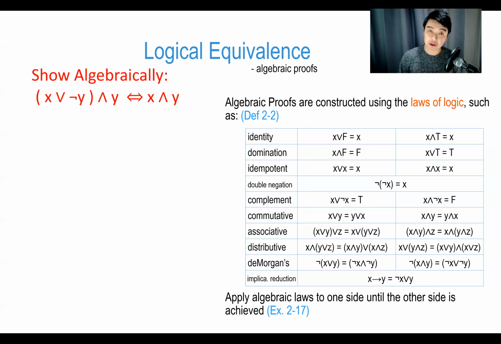Now, typically, what I would do in this type of situation is I would try to simplify. It's always easier to simplify. So I take the more complex side, which in this case is the left-hand side. The left-hand side is more complex here, and I want to simplify it to the right-hand side, which is less complex, which is more simple. So whenever we do simplification, this is a very nice application of using laws of logic, right? Using algebra.